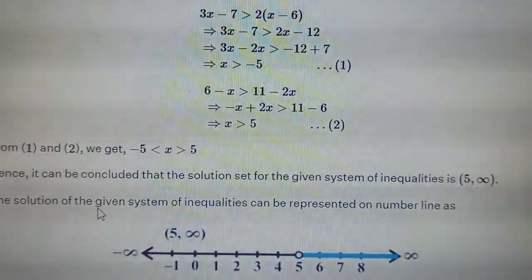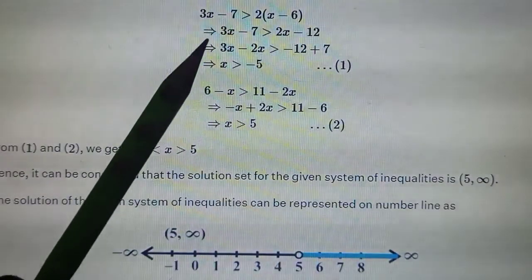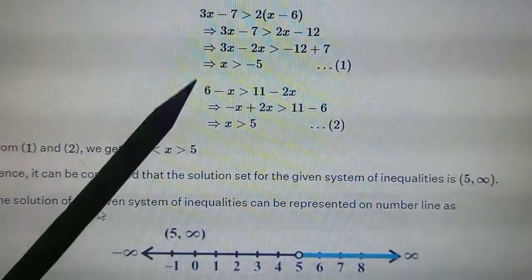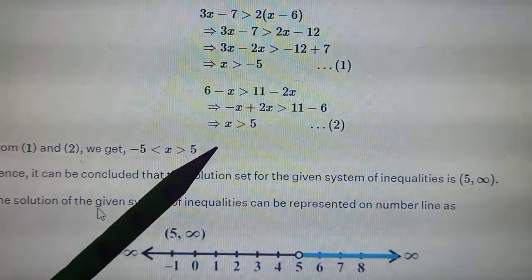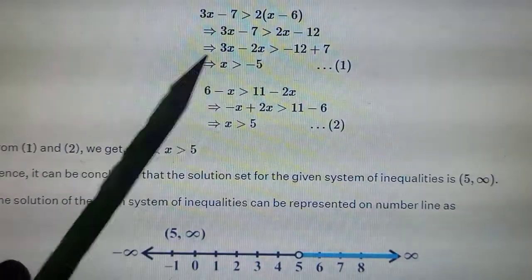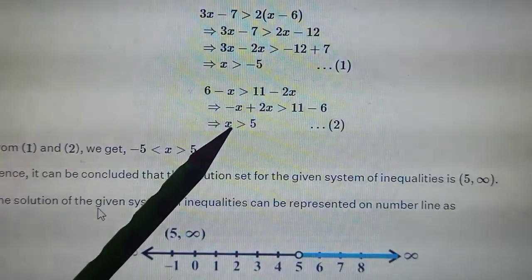Okay, the 9th one, children. All of you know how to solve it, so I'm not going to solve it. I'm just going to discuss the simultaneous or common solution. Okay, so from the first inequality we have got x is greater than -5, the other one is giving you x is greater than 5.